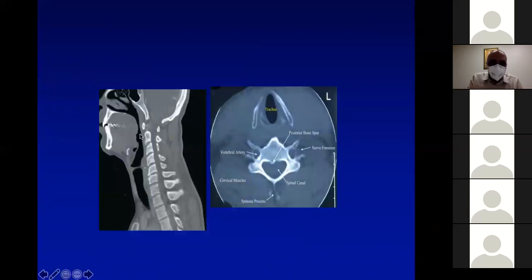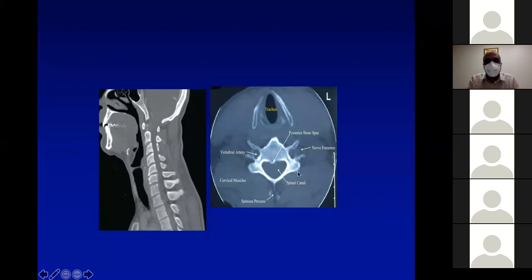Cervical spine, C2, C1. Once you identify it, you start counting 1, 2, 3, 4, 5, 6, and 7. Between 5 and 6, you can see degenerative change with reduction in the disc space. This is an axial image of the cervical vertebral body.